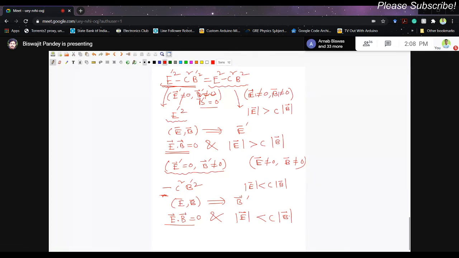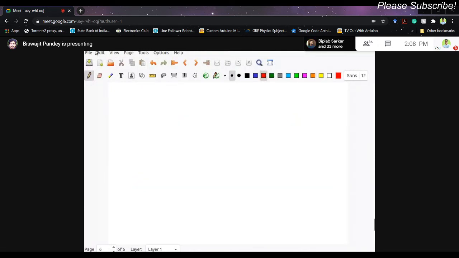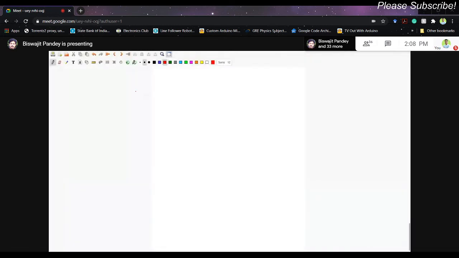But what about transforming an electric field to a magnetic field, or vice versa? Suppose in one frame it is magnetic field, and in another frame it is electric field. Because they are interrelated and get mixed up, can I say that this can happen or not? Can I transform that electric field to magnetic field, or vice versa? Let us see. Again, we have to use the same invariants that we have discussed right now. So what are the invariants? E dot B is an invariant quantity. E square minus C square B square is also an invariant quantity.